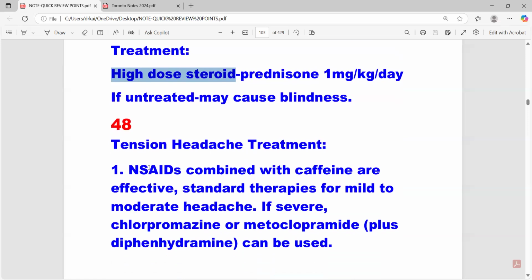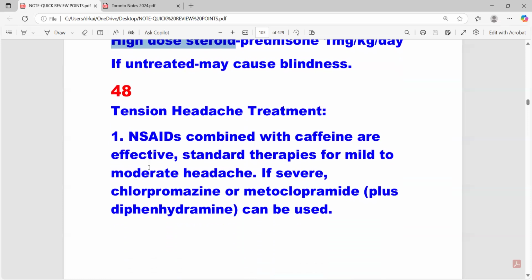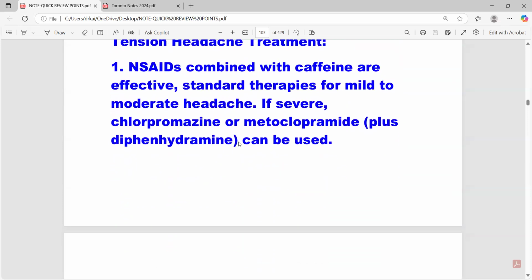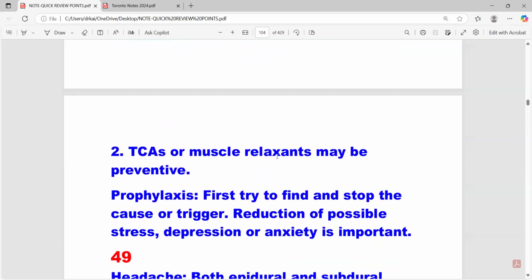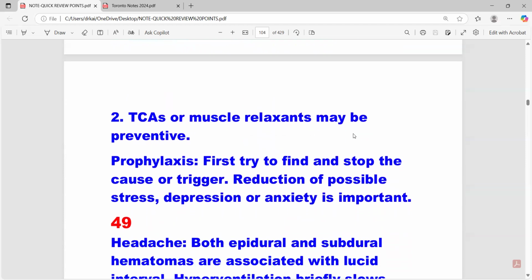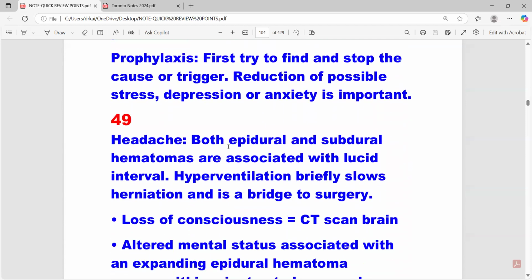Then comes the tension headache. NSAIDs combined with caffeine are effective. Along with that, chlorpromazine and metoclopramide can be used in cases of nausea and vomiting too. TCAs and muscle relaxants may be used as prevention. Prophylaxis is basically avoiding the trigger, stress reduction, and all of that.